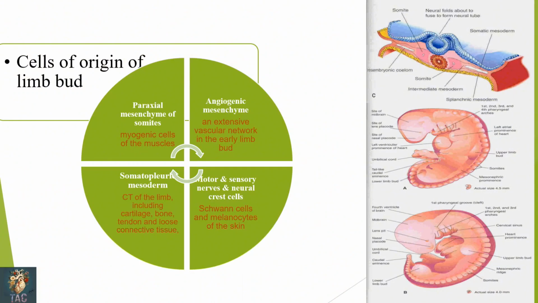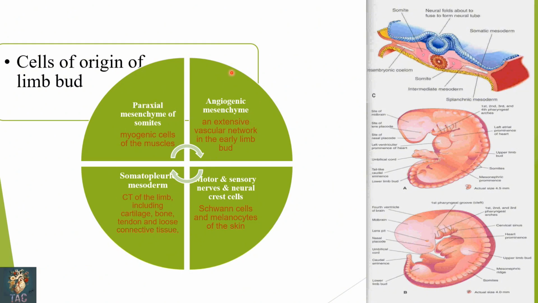First of all, an important MCQ over here is the cells of origin of the limb parts. The most important are the paraxial mesenchyme of the somites, the myogenic cells of the muscles, and also the somatopleuric mesenchyme which forms connective tissue of the limb, including cartilage, bone, tendon and loose connective tissue. The two main important sources are these.